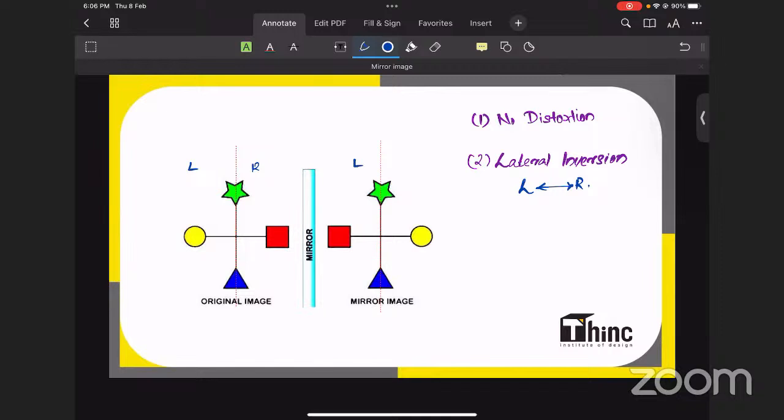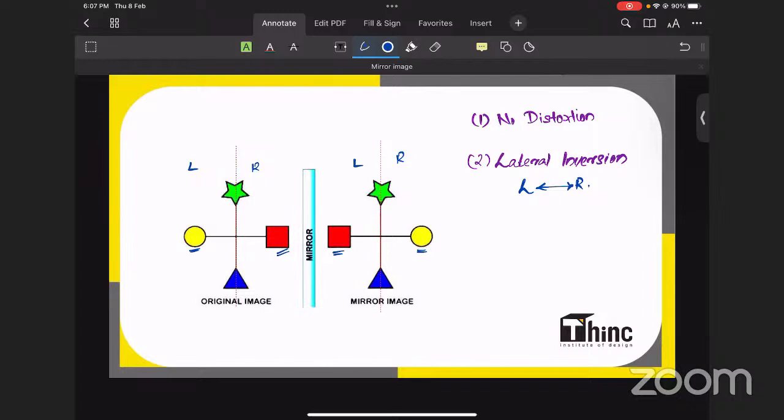For the reflection also, this is left and right. You can clearly see a yellow ball on the left side. It has been moved to the right here. That is lateral inversion. Left to right changes are there. And this red square on the right side comes to the left in the reflection. So these are called lateral inversions.